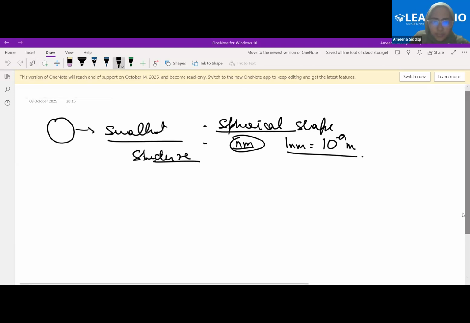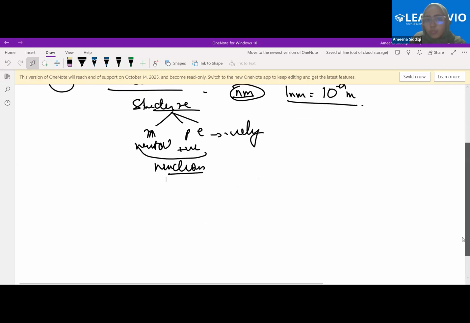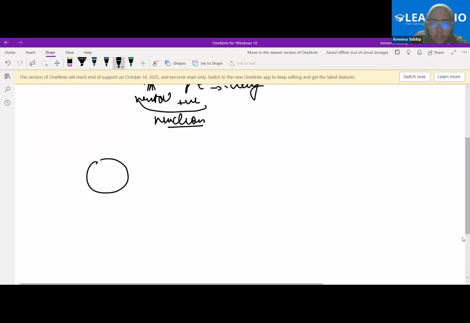Now coming on to the structure. An atom has three subatomic particles, namely neutron, proton, electron. Electron being negatively charged, proton being positively charged, and the neutron being neutral. The neutron and the proton are together referred to as the nucleons. Why nucleons? Because both of them are present in the nucleus. So neutrons and protons are present in the nucleus.